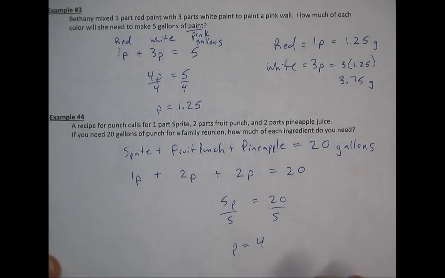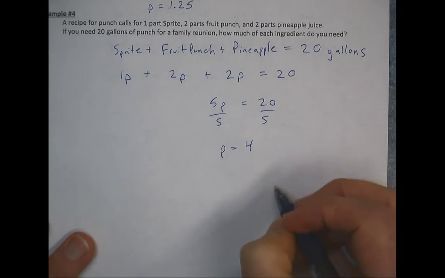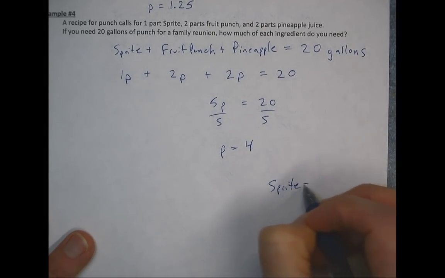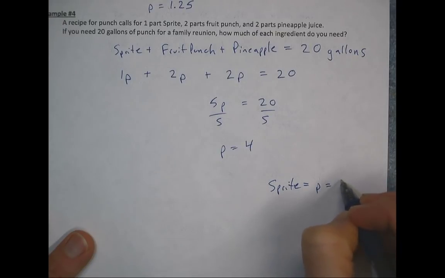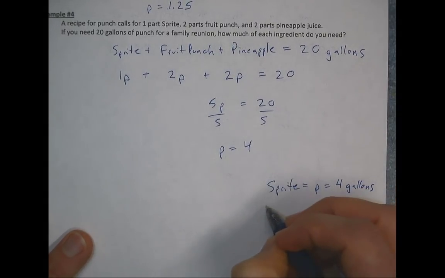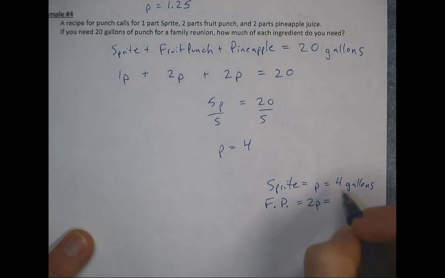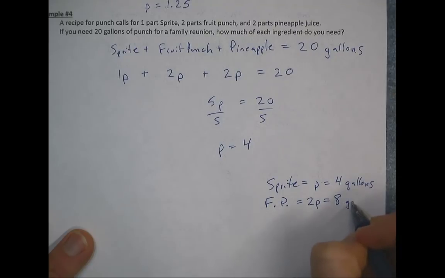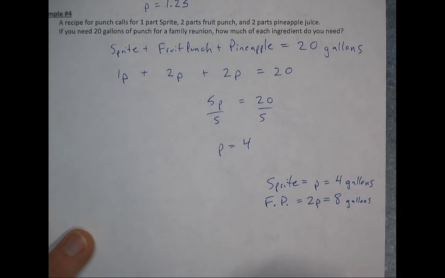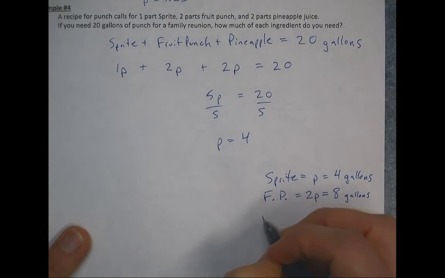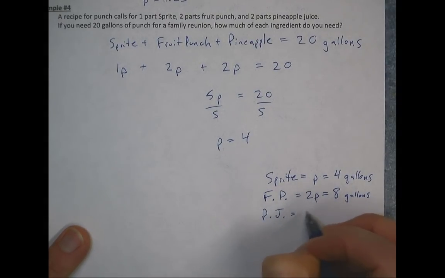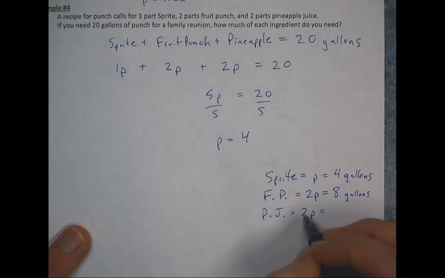And so now let's go ahead and solve for each one of these individually. So we know the Sprite just equals 1P. So that means 4 gallons of Sprite. And the fruit punch, I'm going to abbreviate here, fruit punch, that's going to equal 2 times P, so twice the amount. So 2 times 4 is 8, so twice the amount of Sprite. 8 gallons. And then the pineapple juice, also represented by 2P. 2 times 4, another 8 gallons.